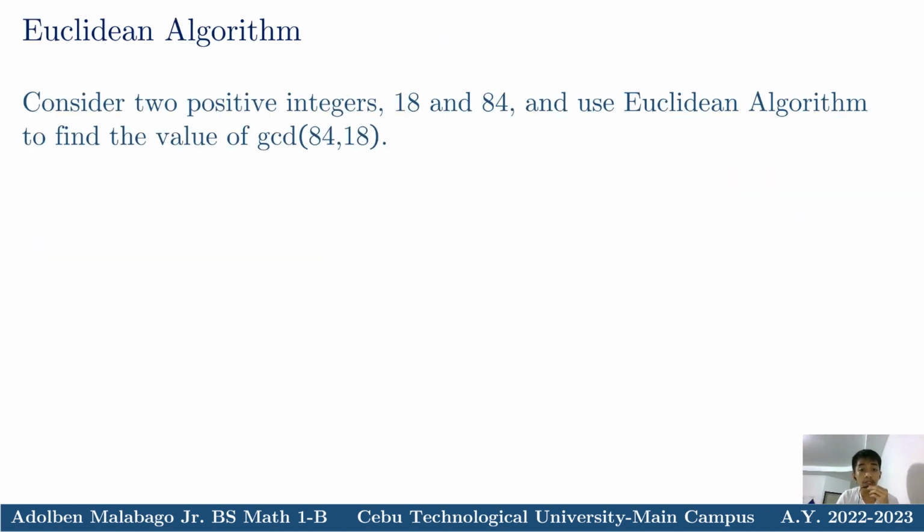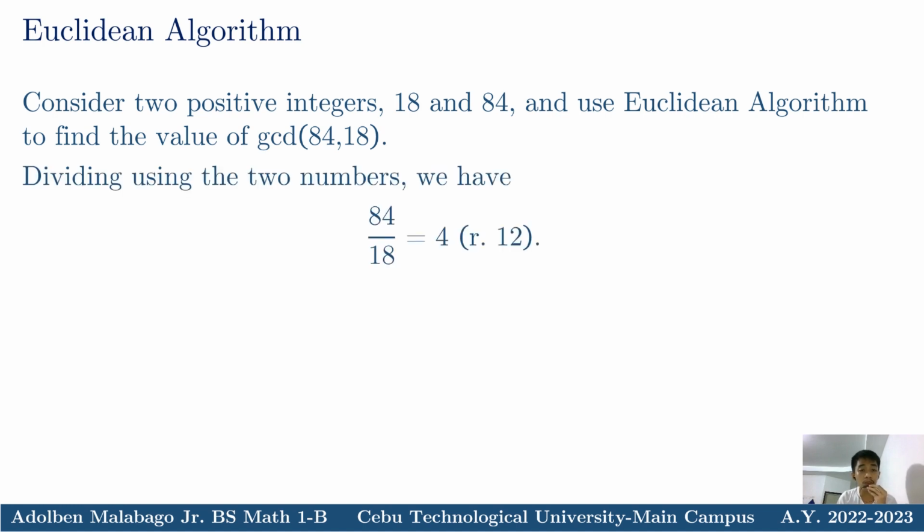Consider two positive integers, 18 and 84, and use the Euclidean algorithm to find the value of GCD of 84 and 18. So here, we will proceed with finding the GCF of both of these integers using the Euclidean algorithm. So let's start with dividing using the two numbers. So we have 84 divided by 18, which is equal to 4, which has a remainder of 12.